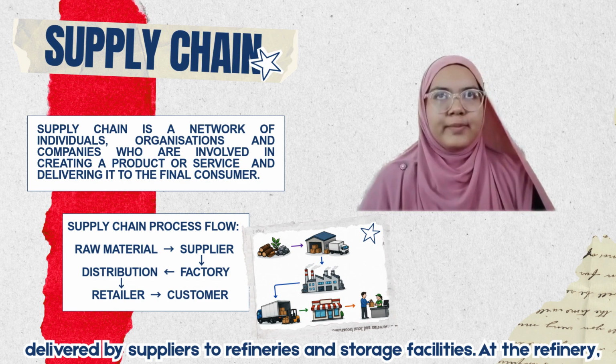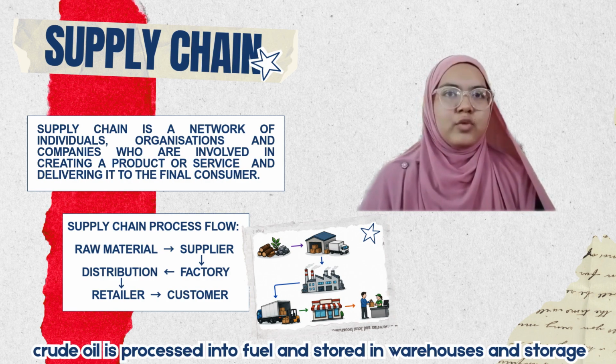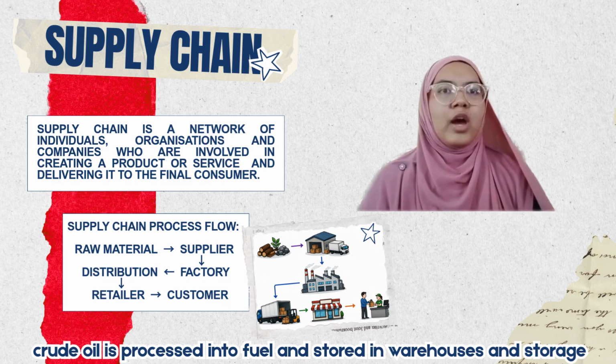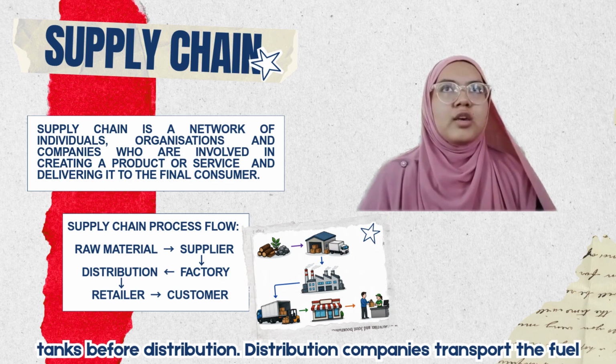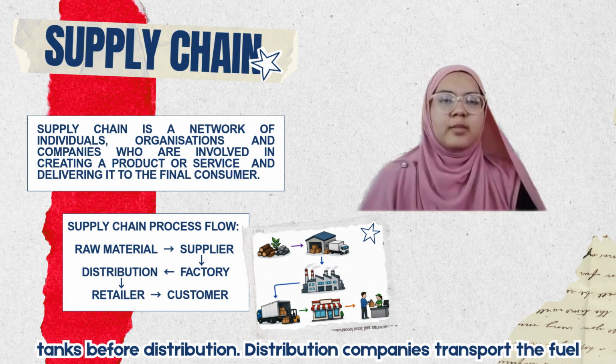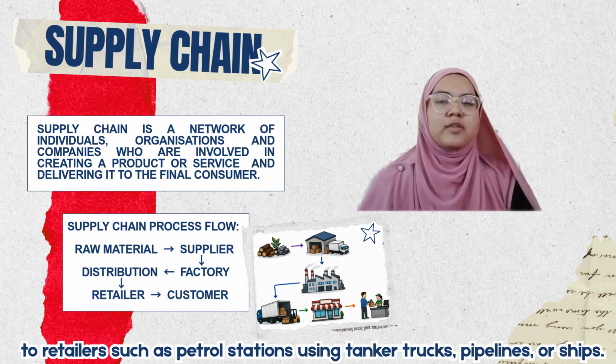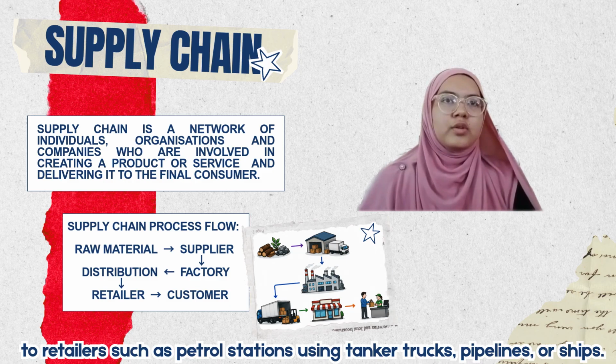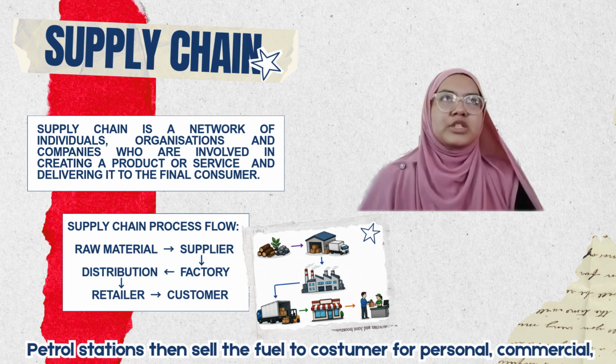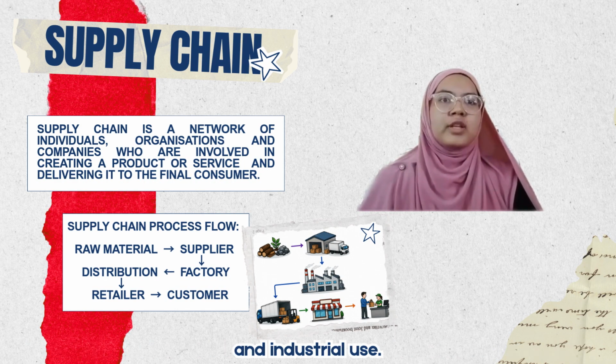At the refinery, crude oil is processed into fuel and stored in warehouses and storage tanks before distribution. Distribution companies transport the fuel to retailers such as petrol stations using tanker trucks, pipelines, or ships. Petrol stations then sell the fuel to customers for personal, commercial, and industrial use.